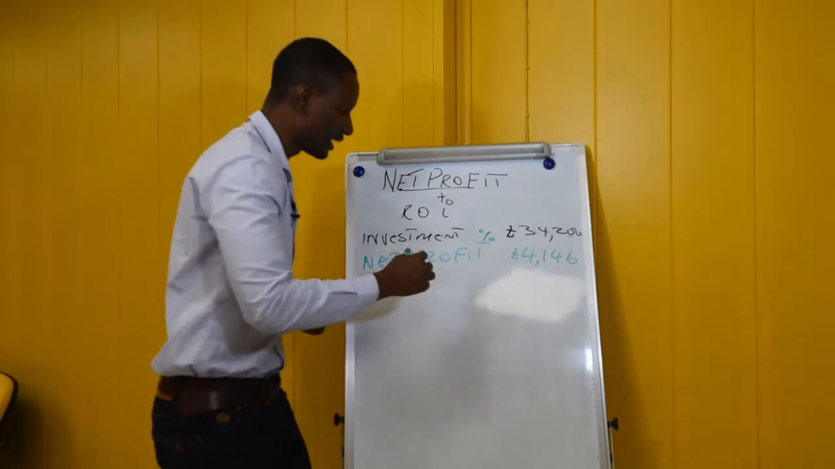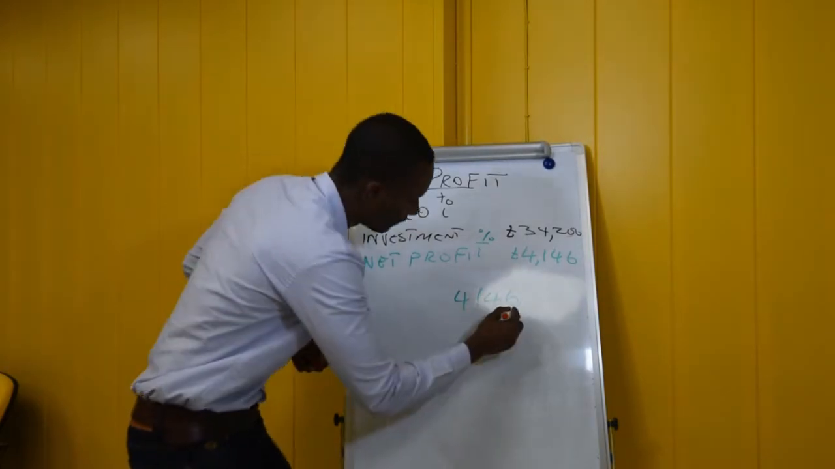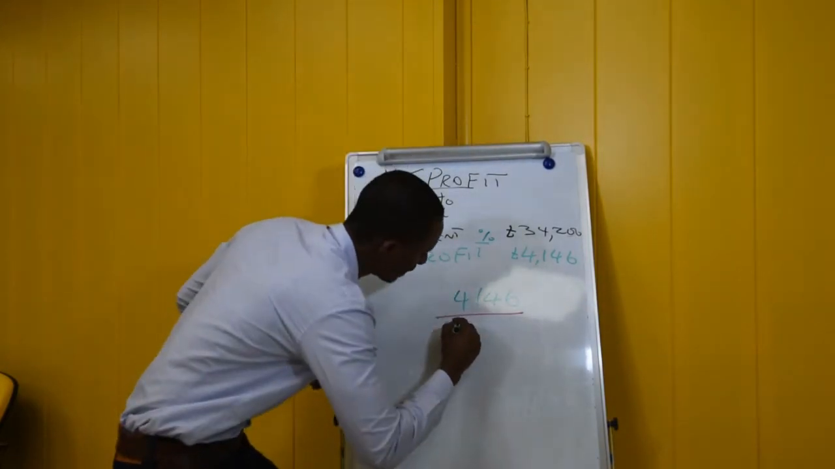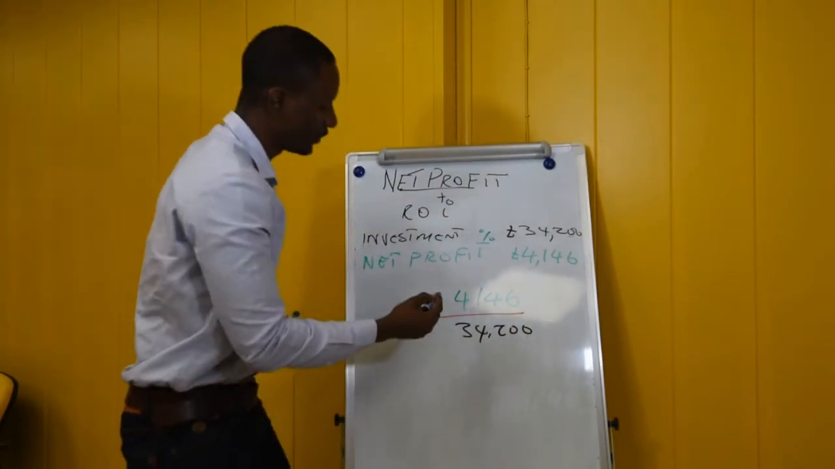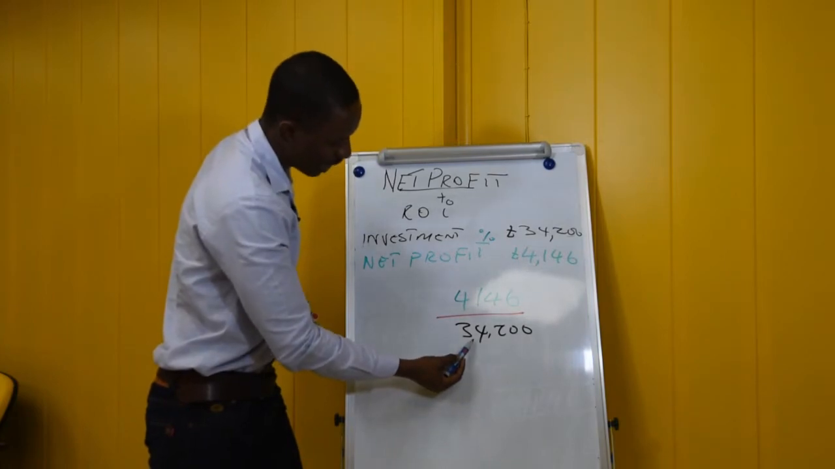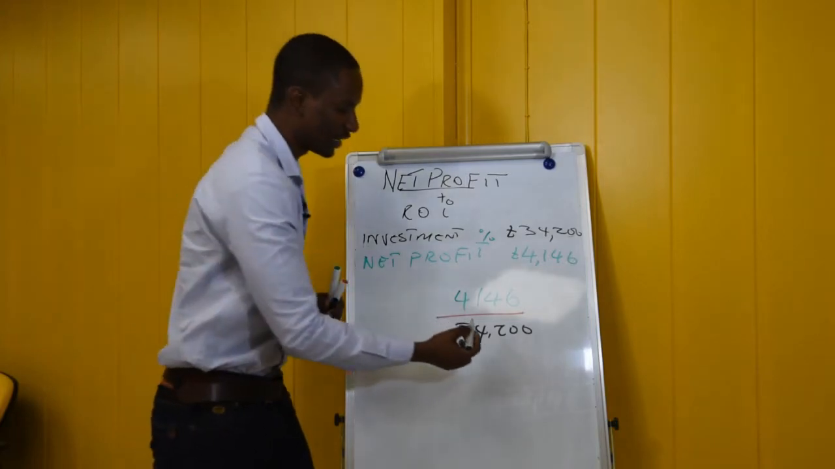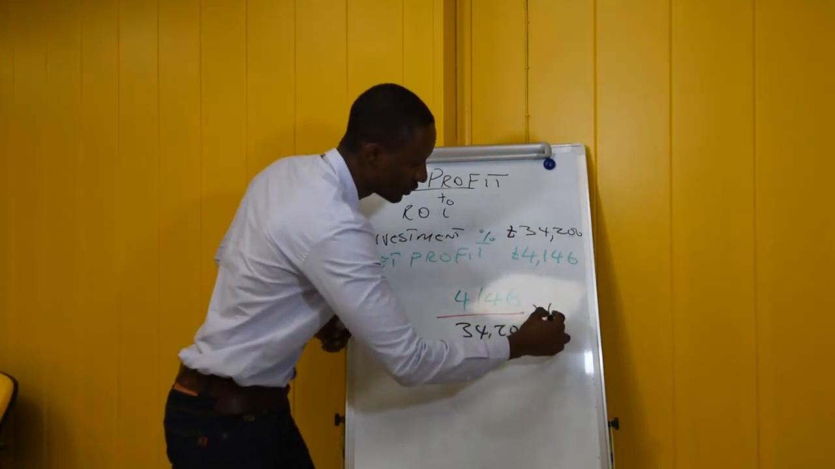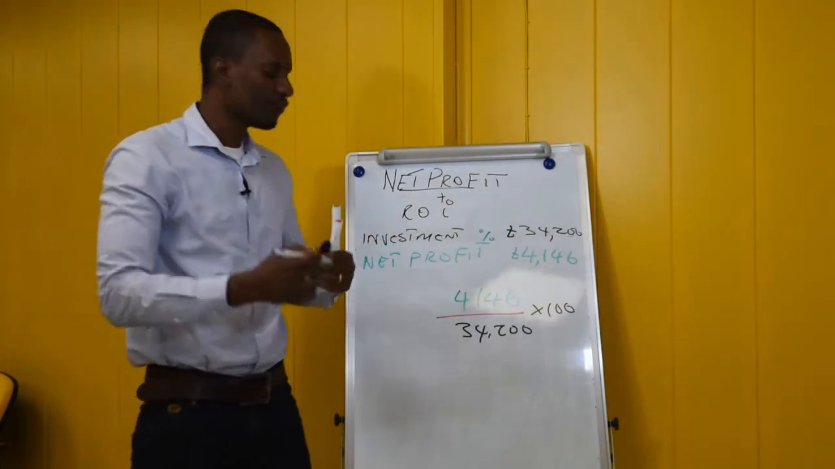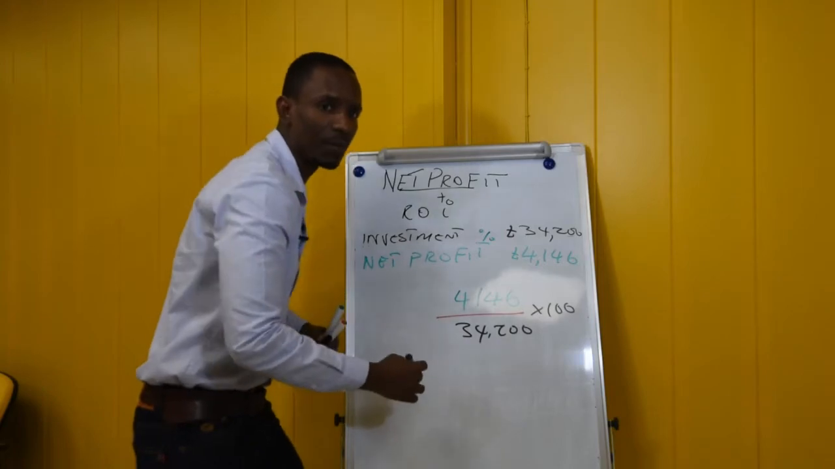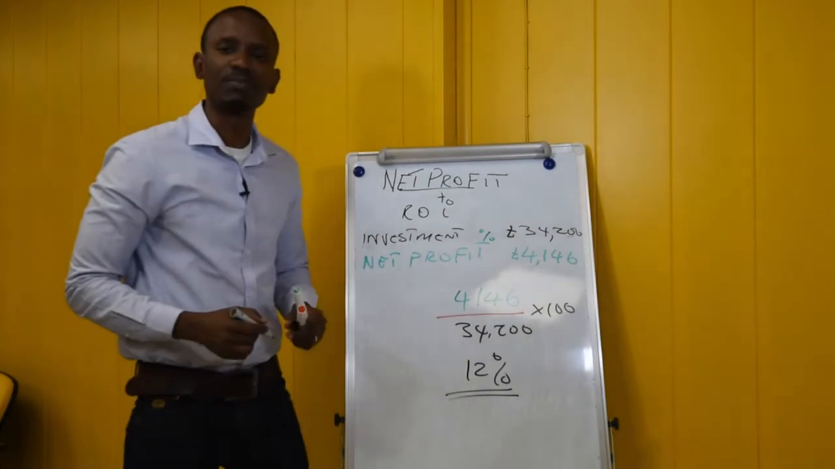So what this says is £4,146 divided by our initial investment, which is £34,200. So if we divide £4,146 by £34,200 times 100, that would give us our return on investment. If you divide these two figures, our return on investment is 12%. So 12% is our return on investment for this property deal.